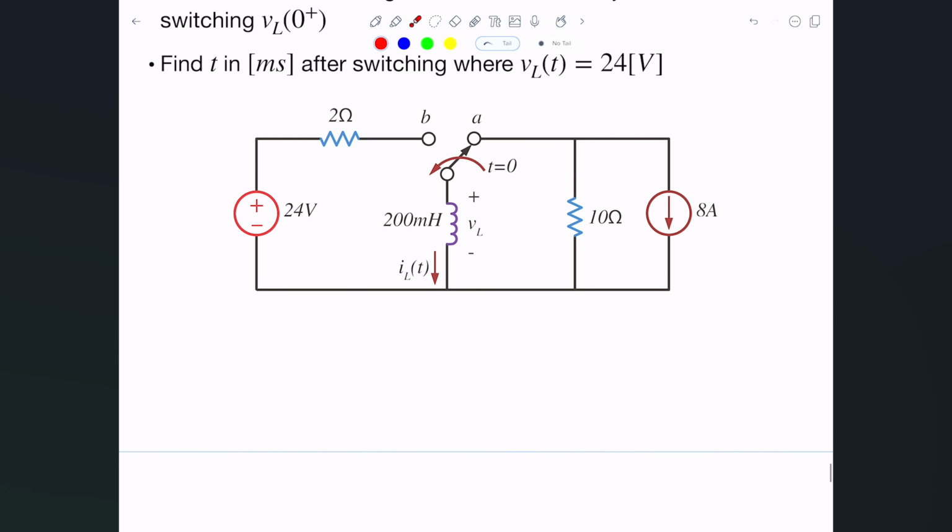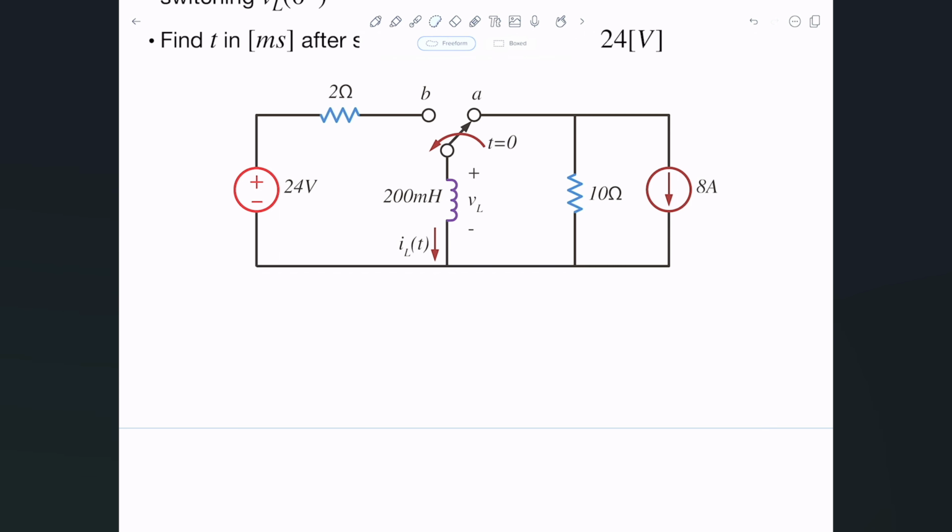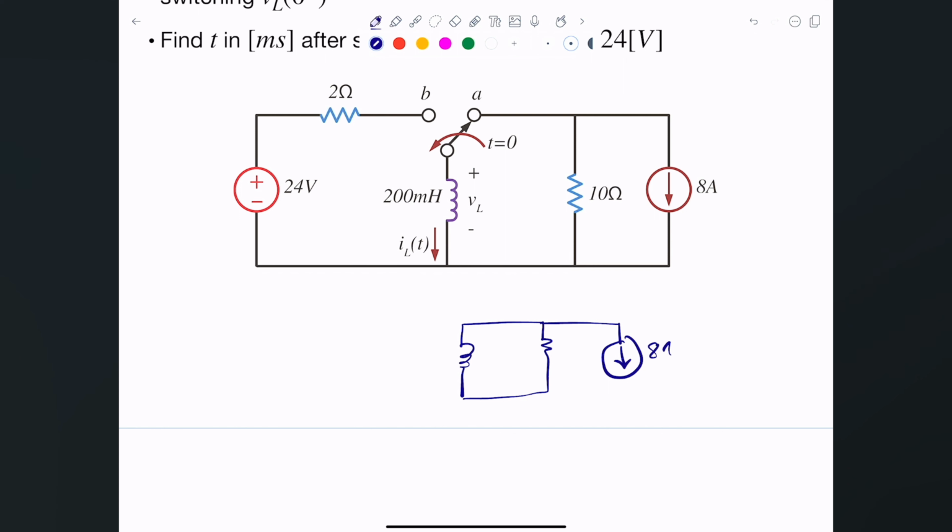So let me get started, and the way I'm going to do it is, well, we have a couple of circuits right before switching and right after switching. So let me just draw these. Right before switching, it appears something similar to that. That's before switching. Okay, so this is 8 amps, and that's 10 ohms, and this is 200 millihenries.